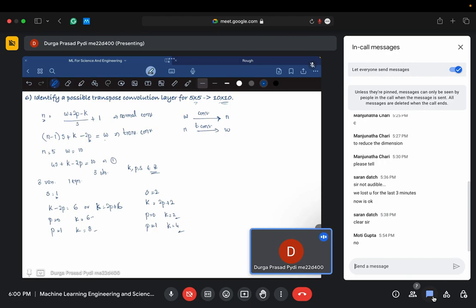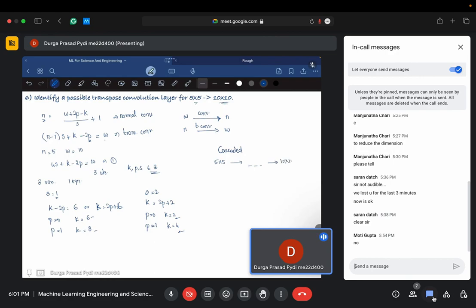So we don't usually do upscaling in a single step. We can do it in something called cascaded transpose convolution. Essentially, we do it step by step. So instead of converting 5 by 5 directly to 10 by 10, we can have an intermediate step in between, and then from there you can go to 10 by 10.